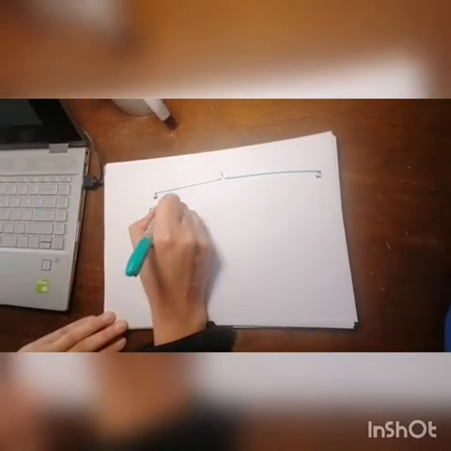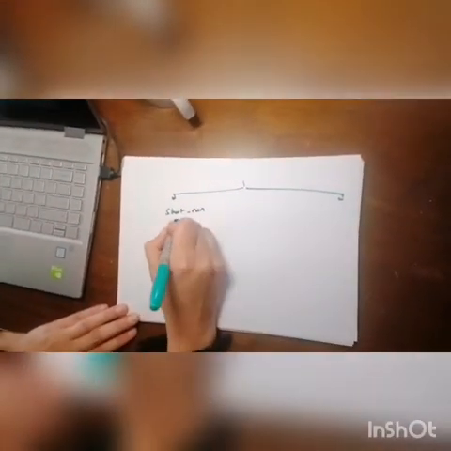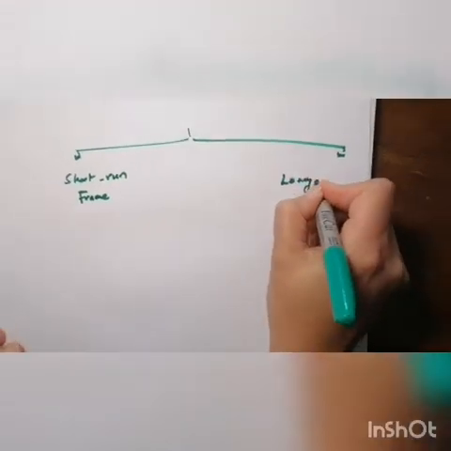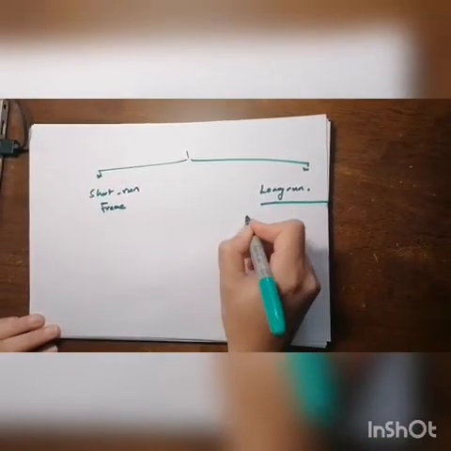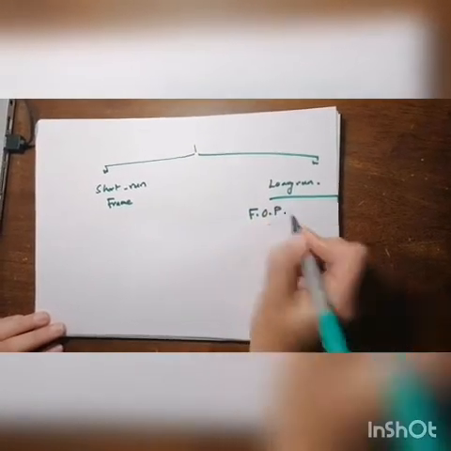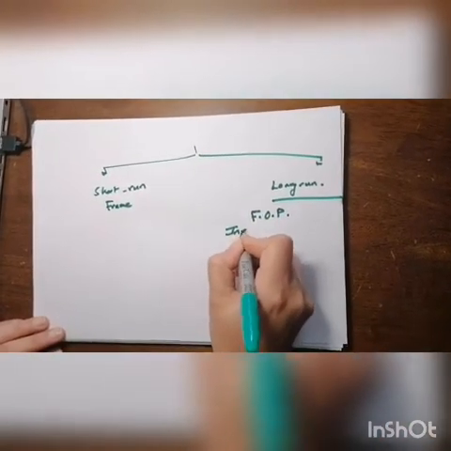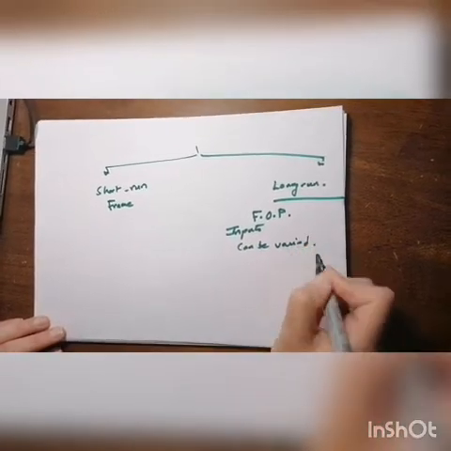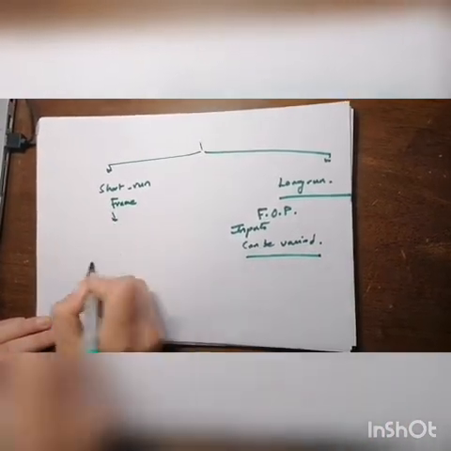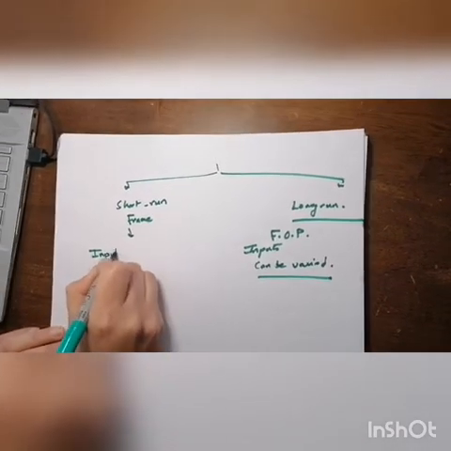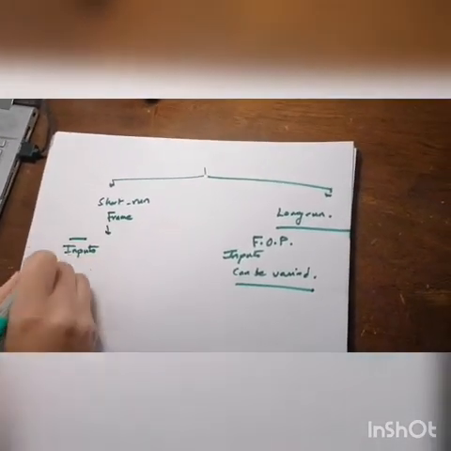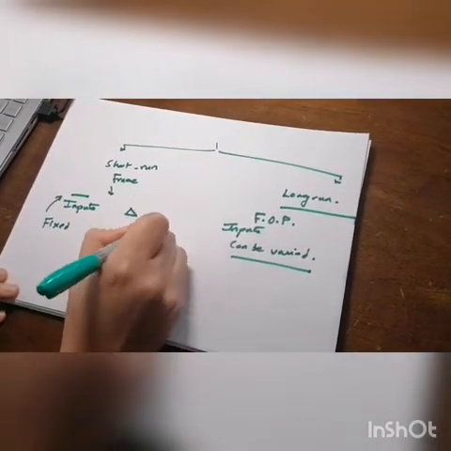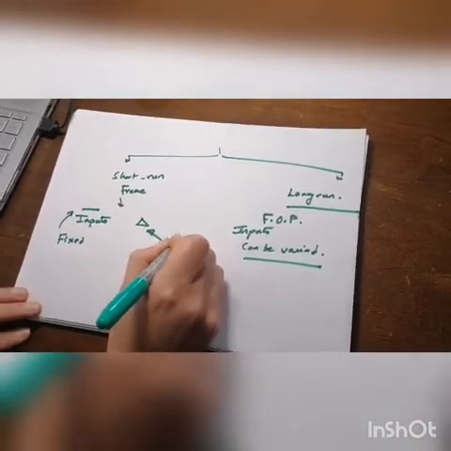The short run frame in economics versus the long run. In the long run, all your factors of production or all your inputs can be varied. However, in the short run, some inputs cannot be varied. They are kept fixed, while others can be varied or changed.